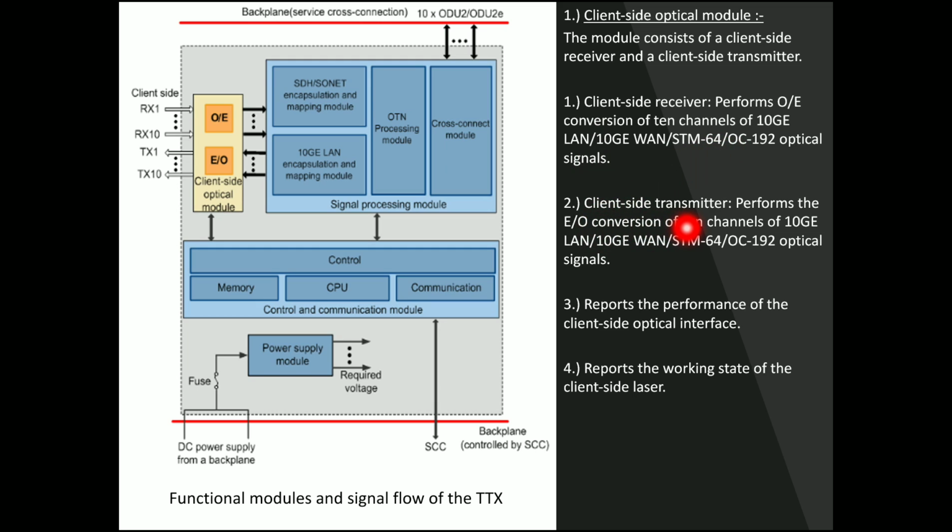The client side transmitter performs the electrical to optical conversion of the 10 channels of 10GE LAN, WAN, STM-64, OC-192 optical signals received from the signal processing module. Reports: this client side optical module reports the performance of the client side optical interfaces and reports the working state of the client side lasers. So the performance of all interfaces and the working state of the lasers are handled by this client side optical module.